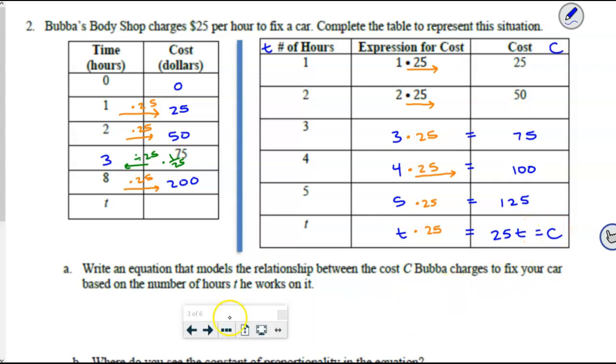We just wrote an equation. 25T equals C. You can write it with the C at the front: C equals 25T. You can keep it T times 25 if you really wanted to: T times 25 equals C. Lots of different ways that you can write that equation.